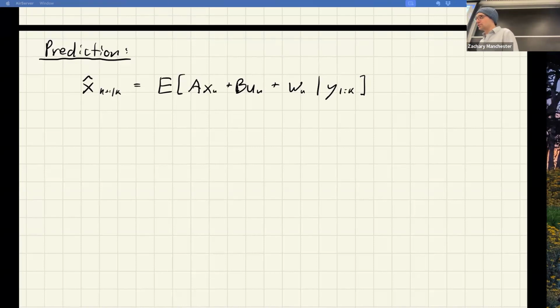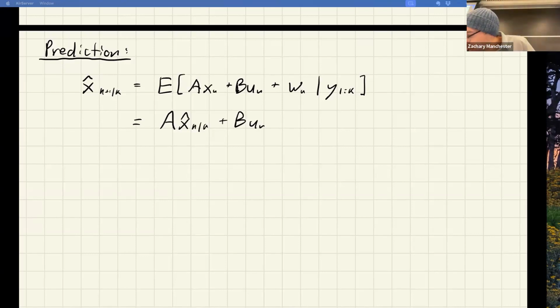And so if I stare at this for a second, all that happens is I know u, it's not a random variable. The only random variable in there is the w. And remember, we're assuming it's zero mean Gaussian noise. So the expectation of w is 0. So all this does is essentially apply the dynamics to our last best estimate. So it just looks like this: A x hat k given k plus B u_k. Okay, so that's the prediction step on the state.